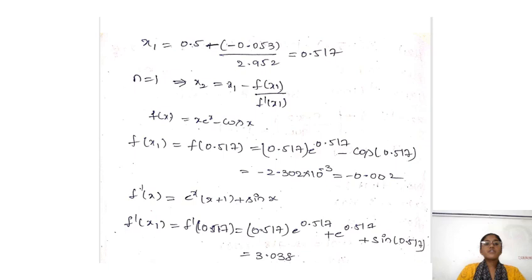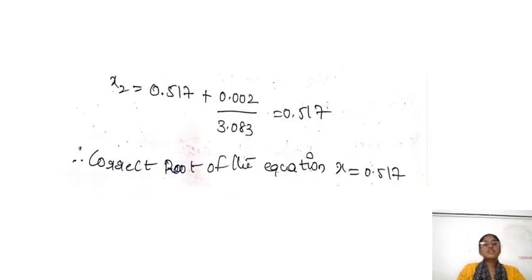f dash of x1 is equal to f dash of 0.517, which is equal to 0.517 e power 0.517 plus e power 0.517 plus sin 0.517, which is equal to 3.038. x2 is equal to 0.517 plus 0.002 by 3.038, that implies 0.517. The correct root of the equation is x is equal to 0.517.